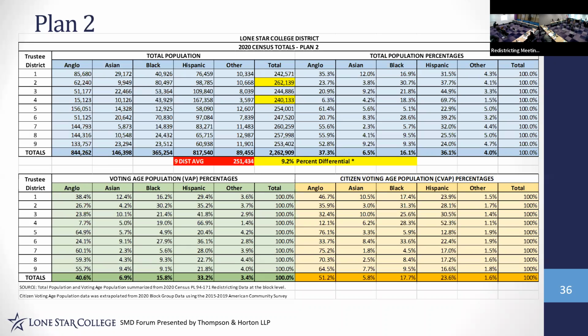Plan 2 here, you can see 9.2%. So again, we're really tight. We're hitting those 250 average criteria. District 4 is still the smallest, although a little larger than the last one. But our largest district is now District 2 with 262,000. That differential is 9.2%. If we look down here at District 4, 52.3% Hispanic opportunity district.